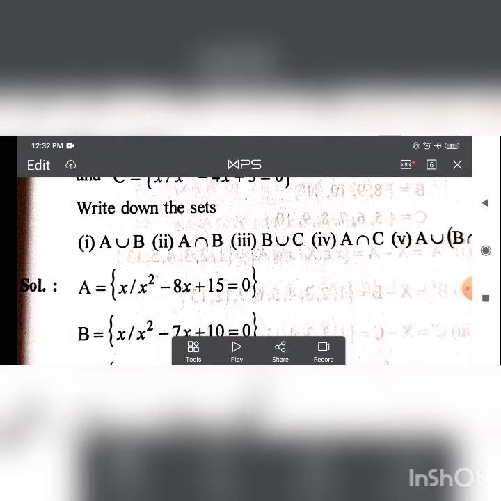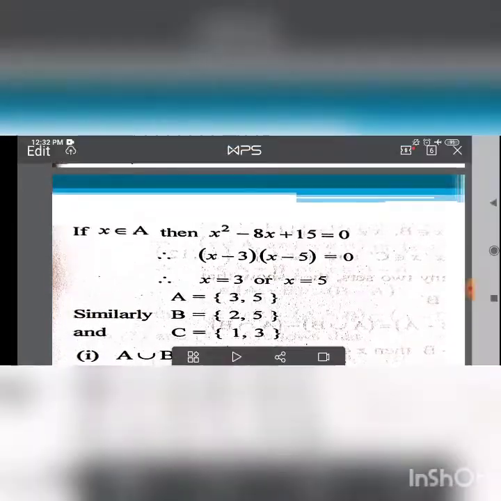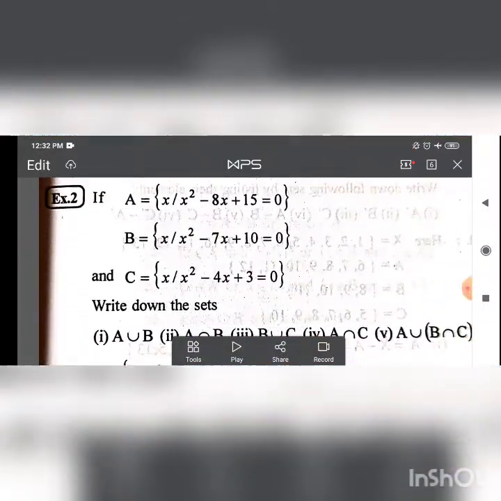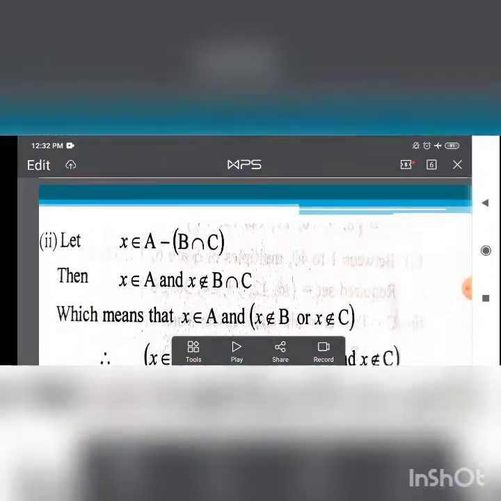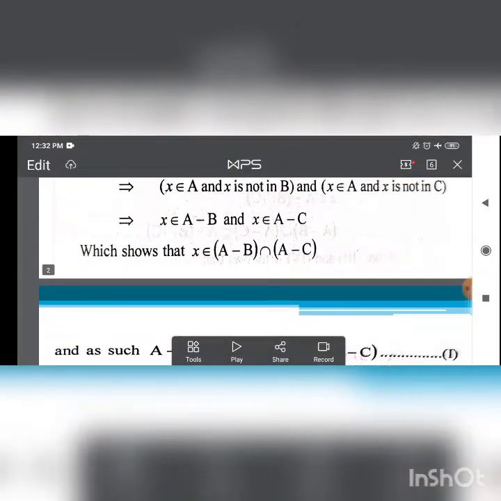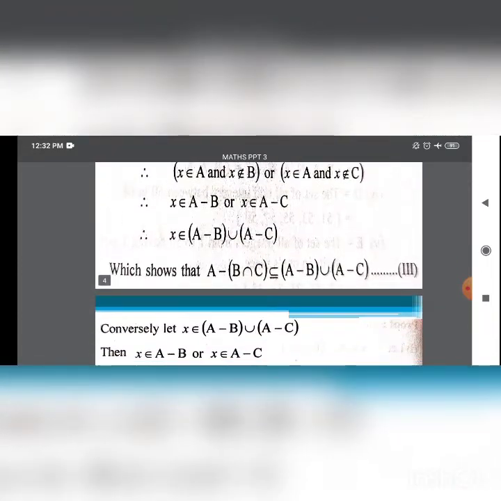So third, what we have to find? B union with C. Okay. So third set, B union C. Union means what? We have to take all the elements from set B and C. So what are these? 1, 2, 3 and 5. Okay. So next, what we have to find? A intersection C, and what is next?